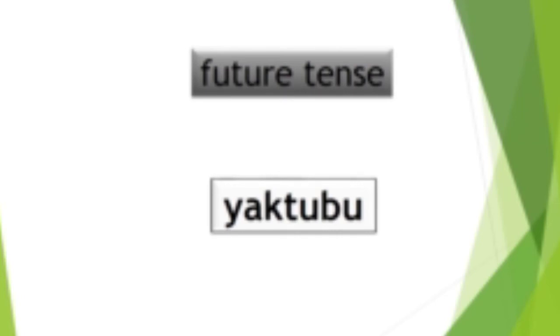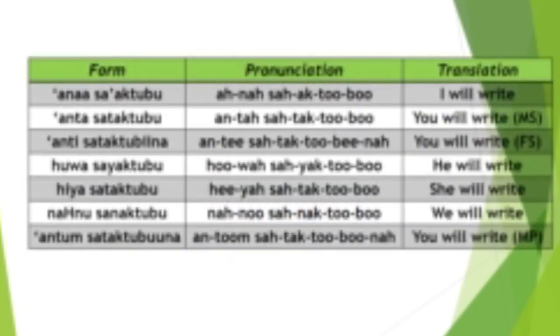To illustrate the future tense, here is the verb yaktubu conjugated in the future tense. أنا سأكتب, I will write. أنت ستكتب, you will write. أنت ستكتبين, you will write. هو سيكتب, he will write. هي ستكتب, she will write. نحن سنكتب, we will write.